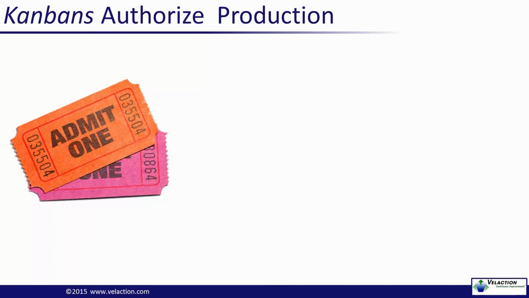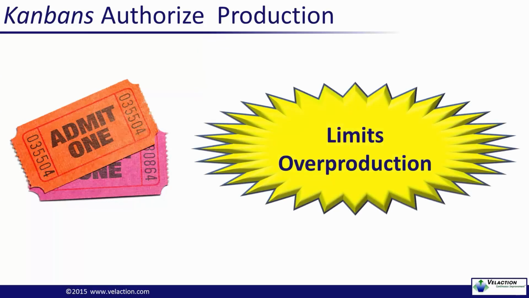Kanban cards do more than just provide you information, though. They act as a ticket that authorizes you to produce or order materials. The big benefit of this is that it limits overproduction. You only produce what is needed when it is needed. Those limits help make inefficiencies in processes readily apparent. People learn that looking busy is less important than only working on the right things.